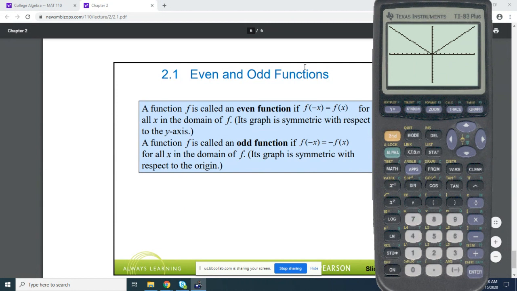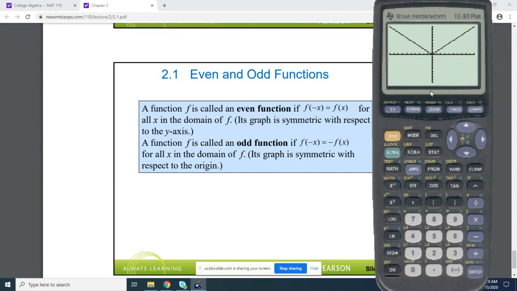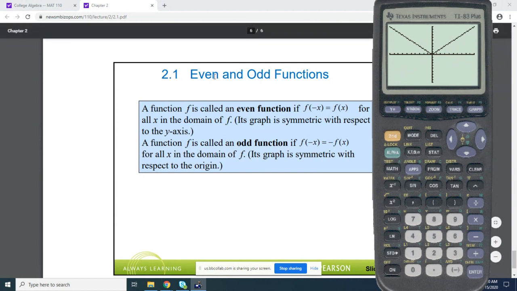All right, so are there any questions about how to graph these things in the calculator, especially the absolute value? Because we deal with it a lot, and it's good to know how to graph that on the calculator. All right, next we'll talk about this even and odd concept.